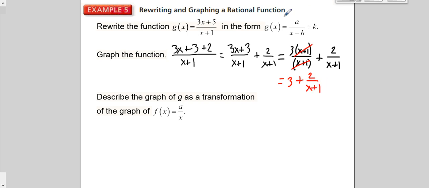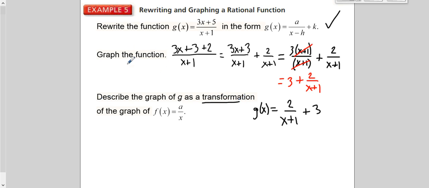We want to write it in the same order as this g of x function. So our new g of x, fraction first, equals 2 over x plus 1 plus 3. All right, we got this form. Whew, that was a lot of work. It wants us to graph the function and describe the transformations.